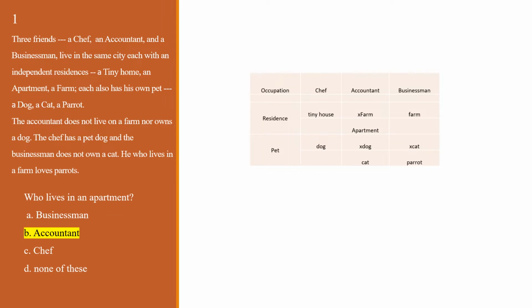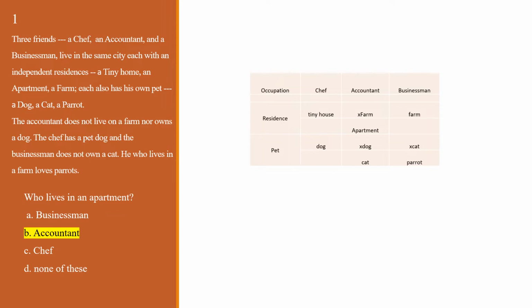So for items 1 and 2, we have one problem on this. We have 3 friends, a chef, an accountant, and a businessman who live in the same city, each with an independent residence, a tiny home, an apartment, a farm, and each also has his own pet, a dog, a cat, and a parrot. The accountant does not live on a farm nor owns a dog.